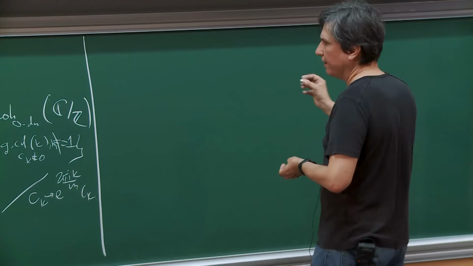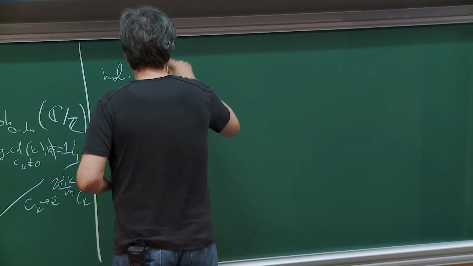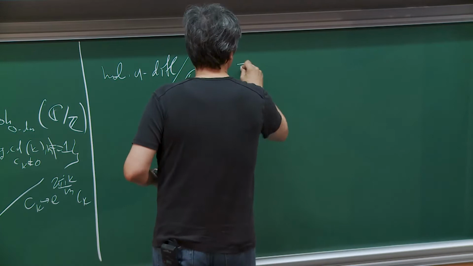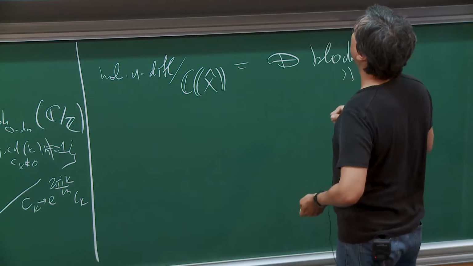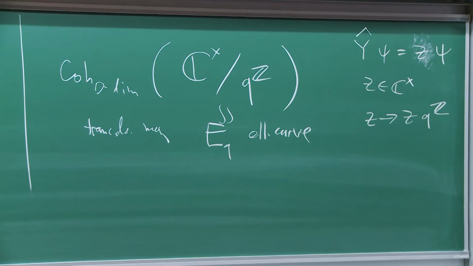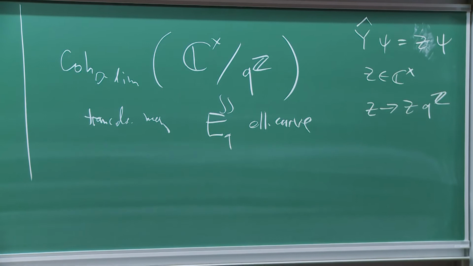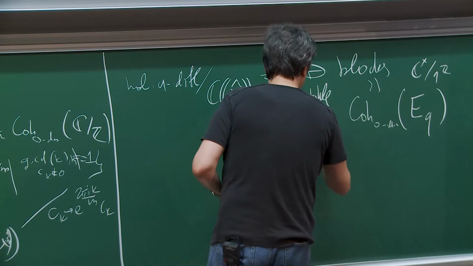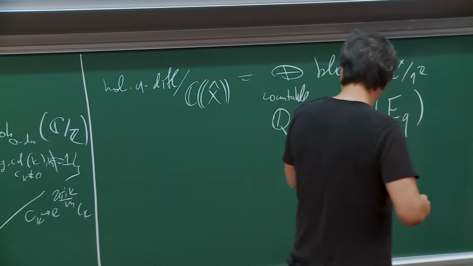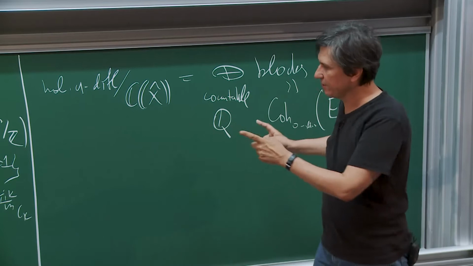Then consider holonomic difference modules over C, now put it as X hat. It will again be a sum of blocks. Each block is the same, coherent sheaves with zero dimensional support on my elliptic curve, C star mod Z. But the label set is countable, and in fact, it's just rational numbers. What is the geometric meaning of this? You see some kind of big difference. Here it's a countable set, here you get continuous parameters.